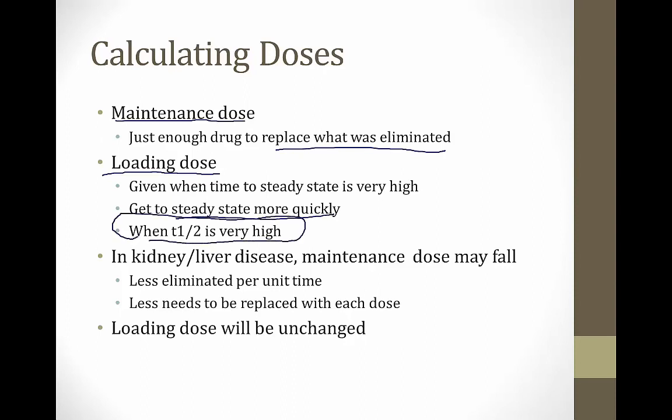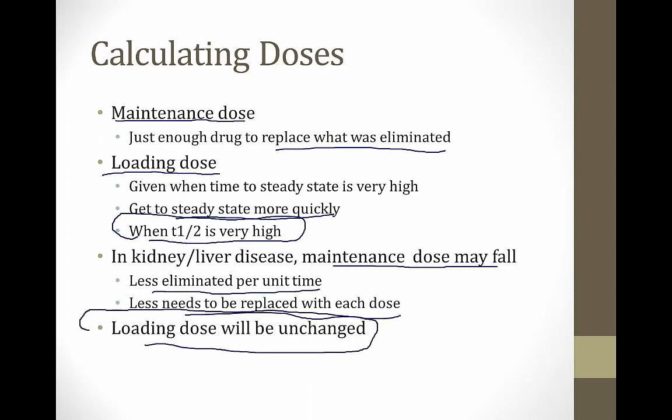It's high yield to know what happens to the maintenance and loading dosages in kidney and liver disease when the clearance of a drug may change. So in kidney or liver disease, the maintenance dose may fall. What's happening is that the body is eliminating less of the drug per unit time, so less needs to be replaced. But it's very important to know that the loading dose doesn't change. The loading dose is just to get you to steady state more quickly, so you won't give a different loading dose in patients with kidney or liver disease, but the maintenance dose will be affected.